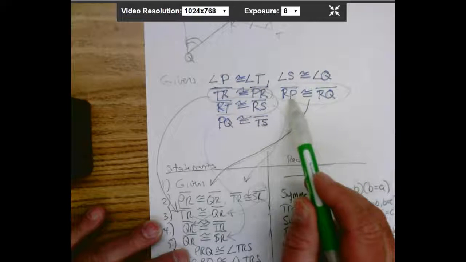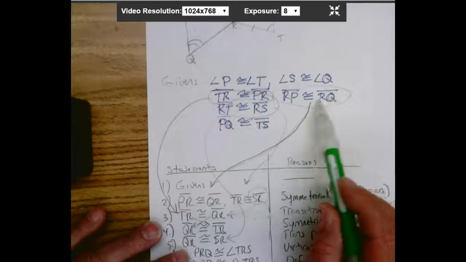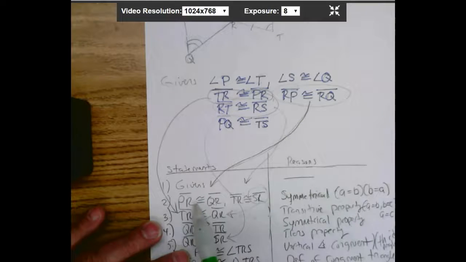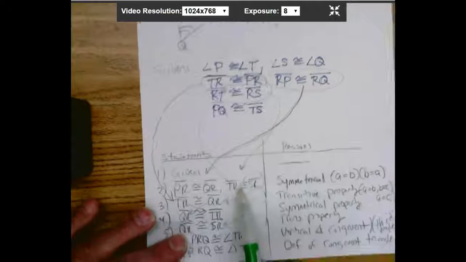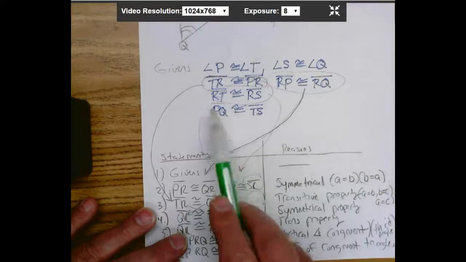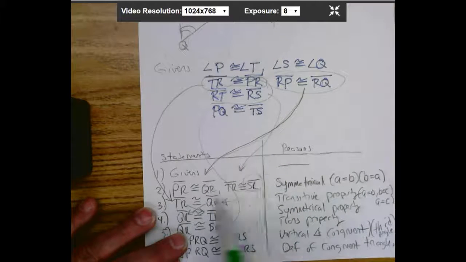Instead of PR, it's RP. Instead of QR, it's RQ. But it doesn't matter what order it is. We can restate it using the symmetrical property. It's the same with these ones. Line TR and SR. They're written the other way up here. Line RT and RS. So we just restate them.